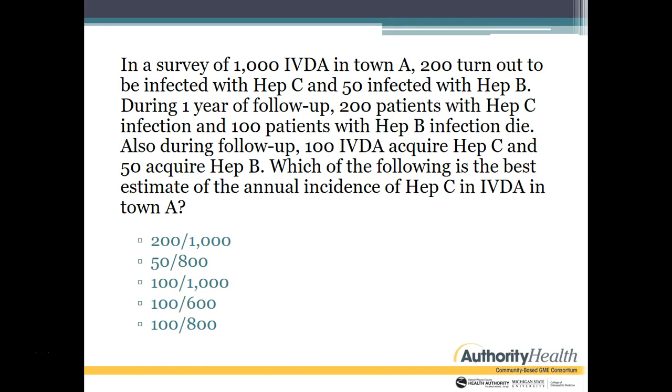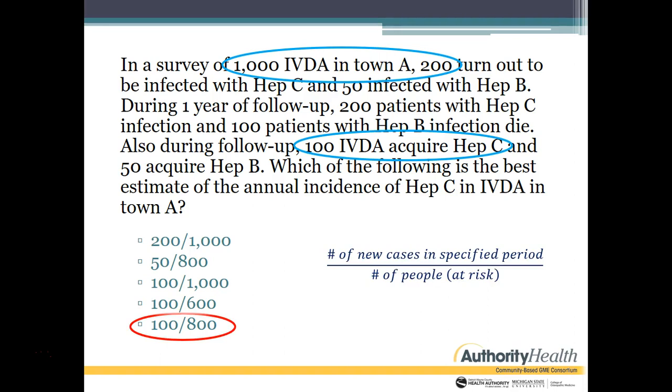So I say just pull out the important information first. We see that our total population is 1,000 in Town A, and at the beginning of the study here, we see 200 turn out to already be infected with Hep C. And then it says 100 acquire Hep C in that period. So 2 things to note. Our annual incidence states right here there were 100 that acquire, so there's 100 new cases. But then we have to think about our denominator. We know there's 1,000 patients total, but if 200 already have Hep C, then they're no longer at risk and excluded from the denominator. So the answer would be 100 over, there's our little handy formula in case you forgot. And there's the right answer.